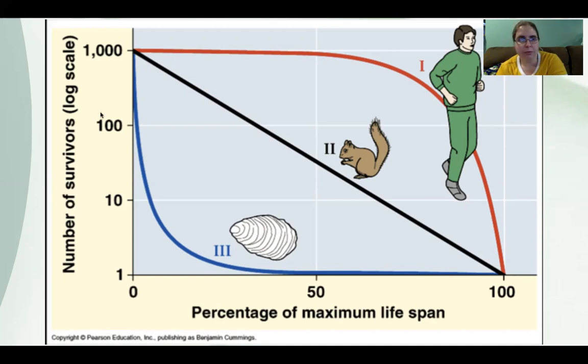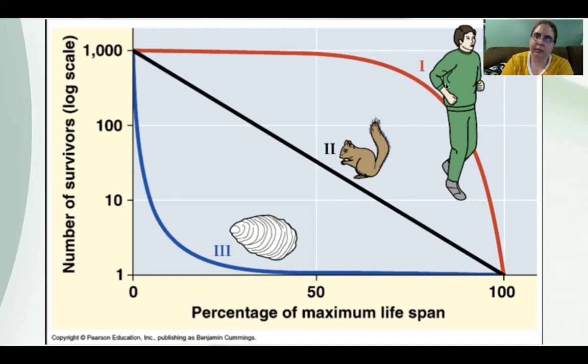As opposed to type 3, where you start off with a lot of individuals, but you see that sharp decrease right away, meaning a lot of them are dying early and only a few are living longer. And then here, this is type 2. It's roughly equal at every stage, which is why it has a nice straight line.